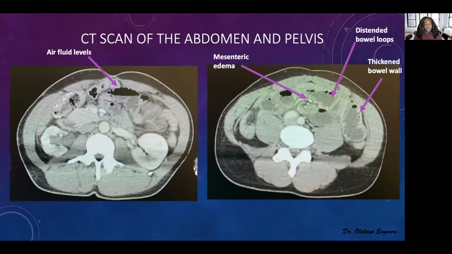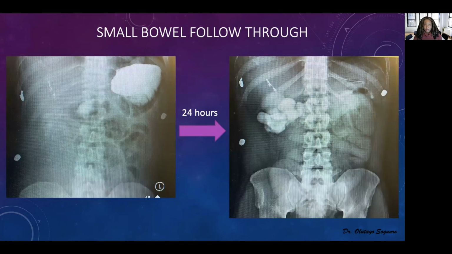Here is some imaging, a CT scan of the abdomen pelvis. On the left side of your screen, you can see these air fluid levels in the small bowel. And on the right side, you can see some mesenteric edema, some distended bowel loops, as well as a thickened bowel wall.